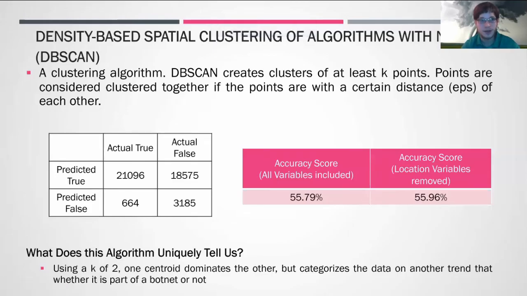The second method that I used was density-based spatial clustering of applications with noise, also known as DBSCAN. This is another clustering algorithm which can create a number of clusters of at least k points. These are considered clustered together if these k points are within a certain distance of each other. This produced slightly more meaningful results than k-means clustering, but one of the groups still dominated the other, and they were categorized on largely a different trend than whether or not it was part of a botnet.